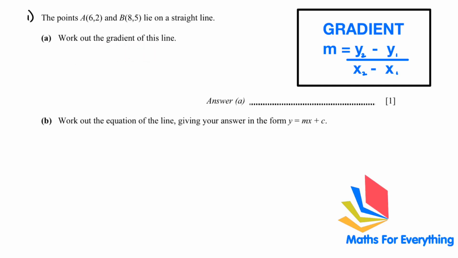To find the gradient, we use the formula y2 minus y1 over x2 minus x1. So let's write down the points. You have 6 and 2 and 8 and 5. This is an easier way of writing. You know that this is your x and this is your y, correct? So in the numerator, we subtract the y, 2 minus 5. And in the denominator, the x values, 6 minus 8.